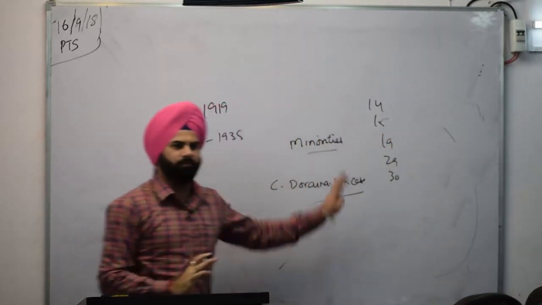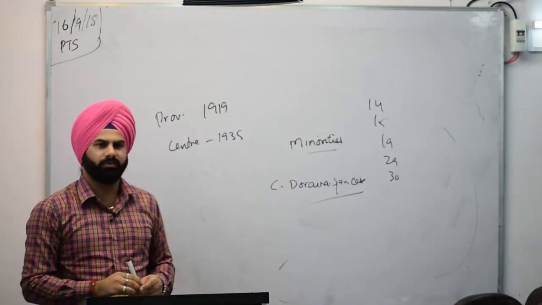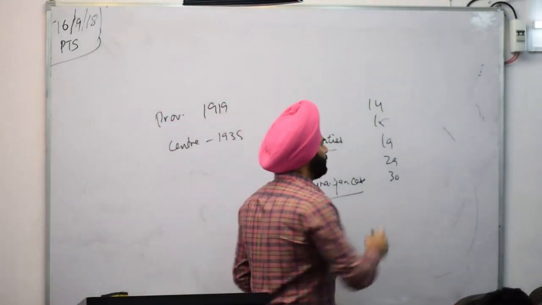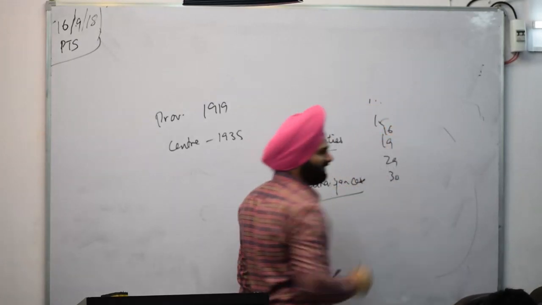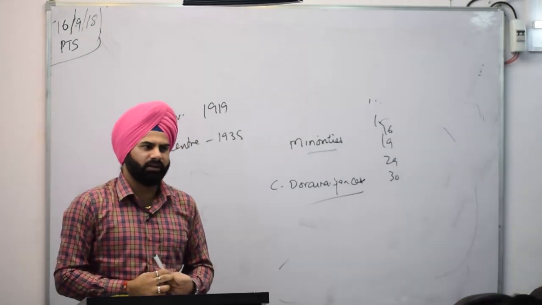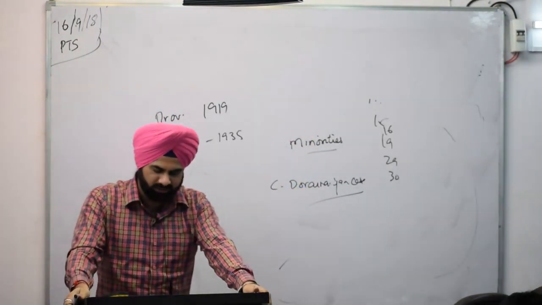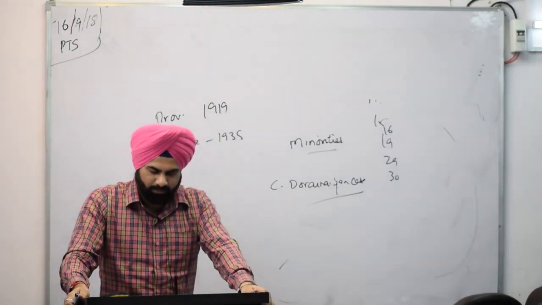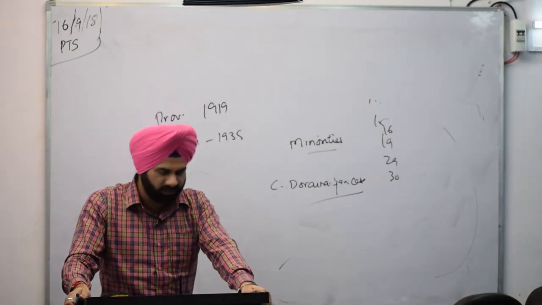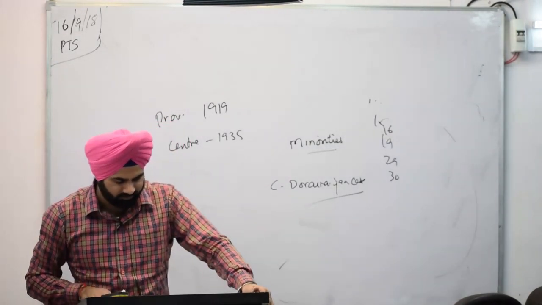These are the rights which are available in the Constitution. You have to know not only this, but all the rights. So right to equality is not there. Freedom of speech and expression is there. Minorities' right to conserve their language and culture is there. Right to life and property is not there. So D is the answer for question number 5.